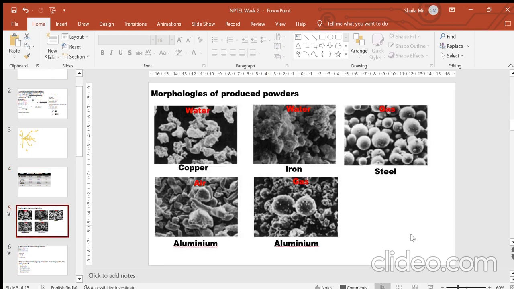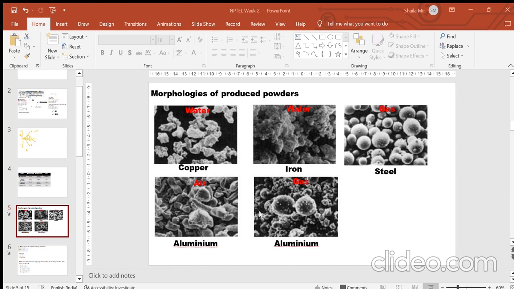So after that, this is one of the morphologies of the produced powders, right? So if we see that there are different types of morphologies of the powders that are produced, I'm showing here. So you have to tell what is the process that has been utilized for their formation, right? So for example, this is copper. So you will see a very irregular type of morphology. Or for example, for these steel balls, you are seeing a characteristic spherical type of morphology.